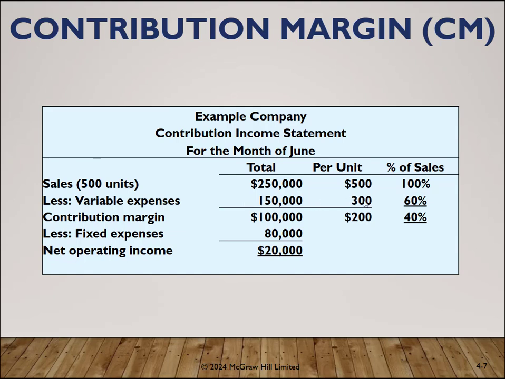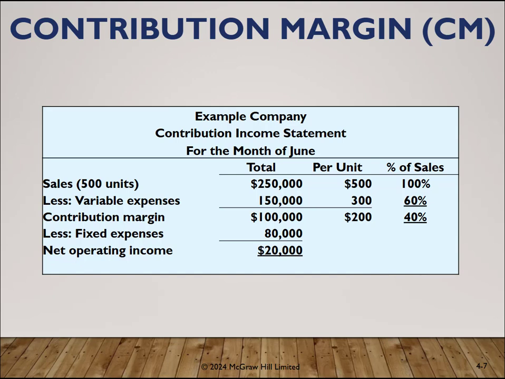Then variable expenses, 300 of 500 is 60%. And here we're taking the 500 units times 500 equals 250,000. 500 times 300 equals 150,000. So we get a total contribution margin of $100,000, which equals $200 per unit, or 40% of sales. And then because fixed costs apply to all of these and remain fixed due to the nature of its costs, our fixed expenses are $80,000, and therefore our net operating income is $20,000.